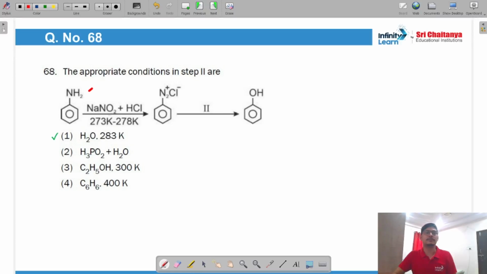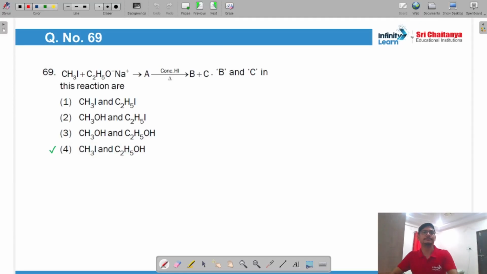Aniline, we are carrying out the diazotization. It is giving us the diazonium salt. And how do we get phenol from diazonium salt? By reacting it with either dilute acids or just letting it come to room temperature, right? Because diazonium salts are unstable at room temperature, so they spontaneously decompose to phenol. So this is the correct answer.